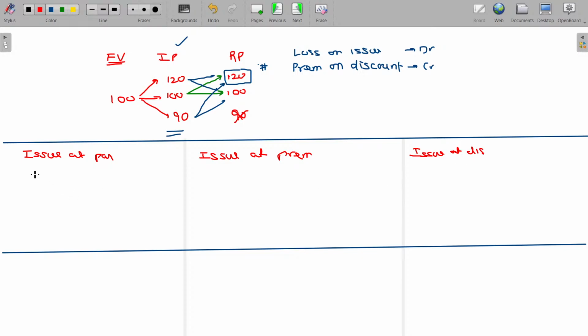Apart from that, you state redeem at what? While issuing itself, you state how I am going to redeem. Redeem at par.